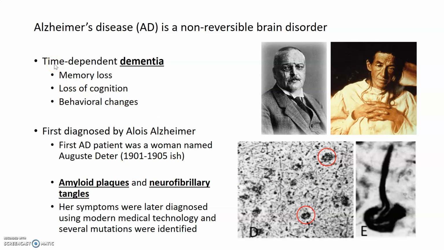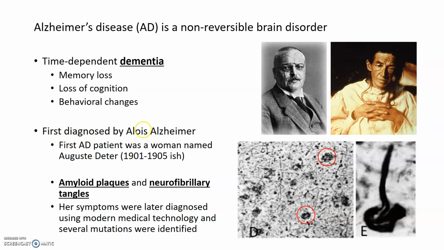And so Alzheimer's is a non-reversible brain disorder. And the highest, most important risk factor for developing Alzheimer's is age, right? And so it's a time-dependent or age-dependent type of dementia. And dementia is really just any sort of memory loss disorder. And so typical of dementias, Alzheimer's disease is characterized by memory loss, a loss of cognitive function, as well as some behavioral changes.